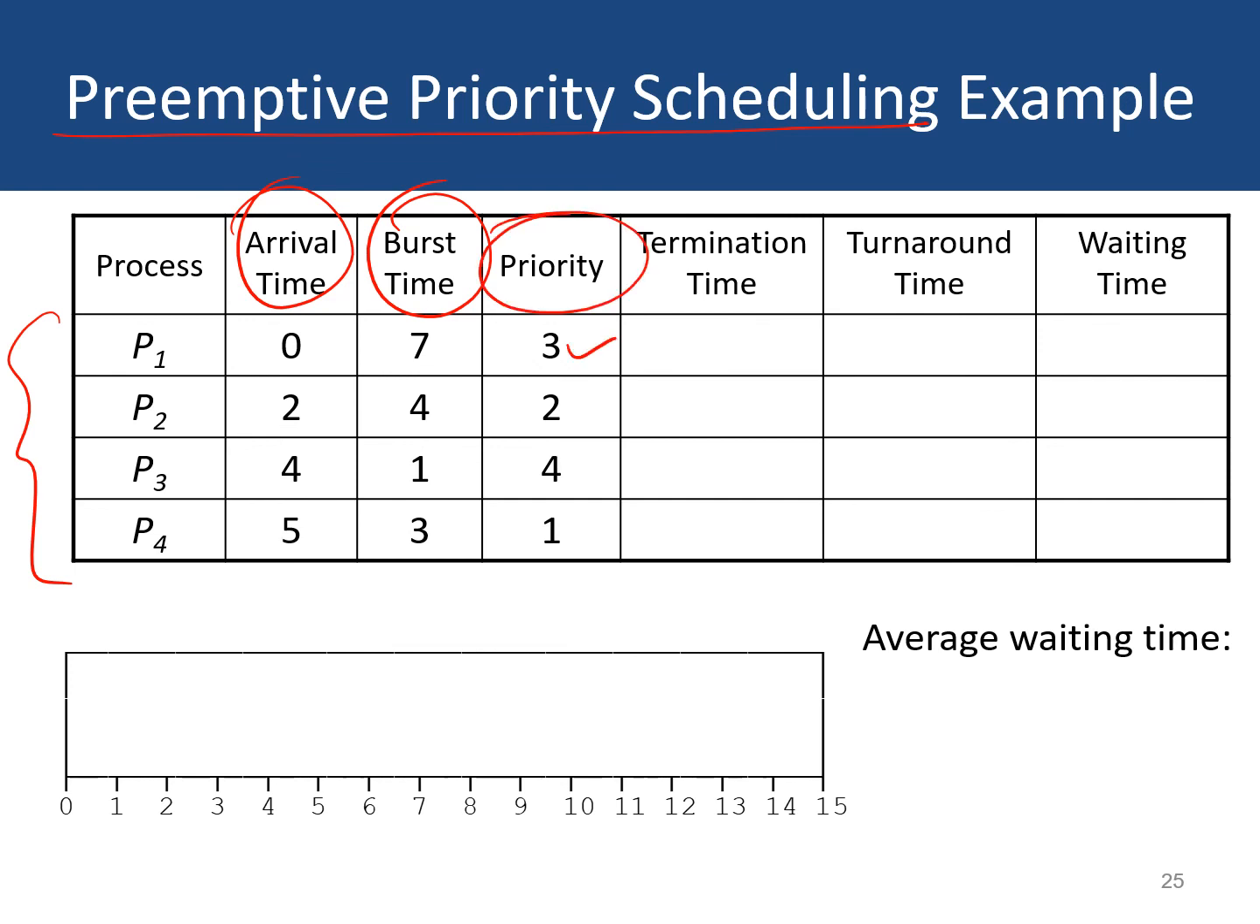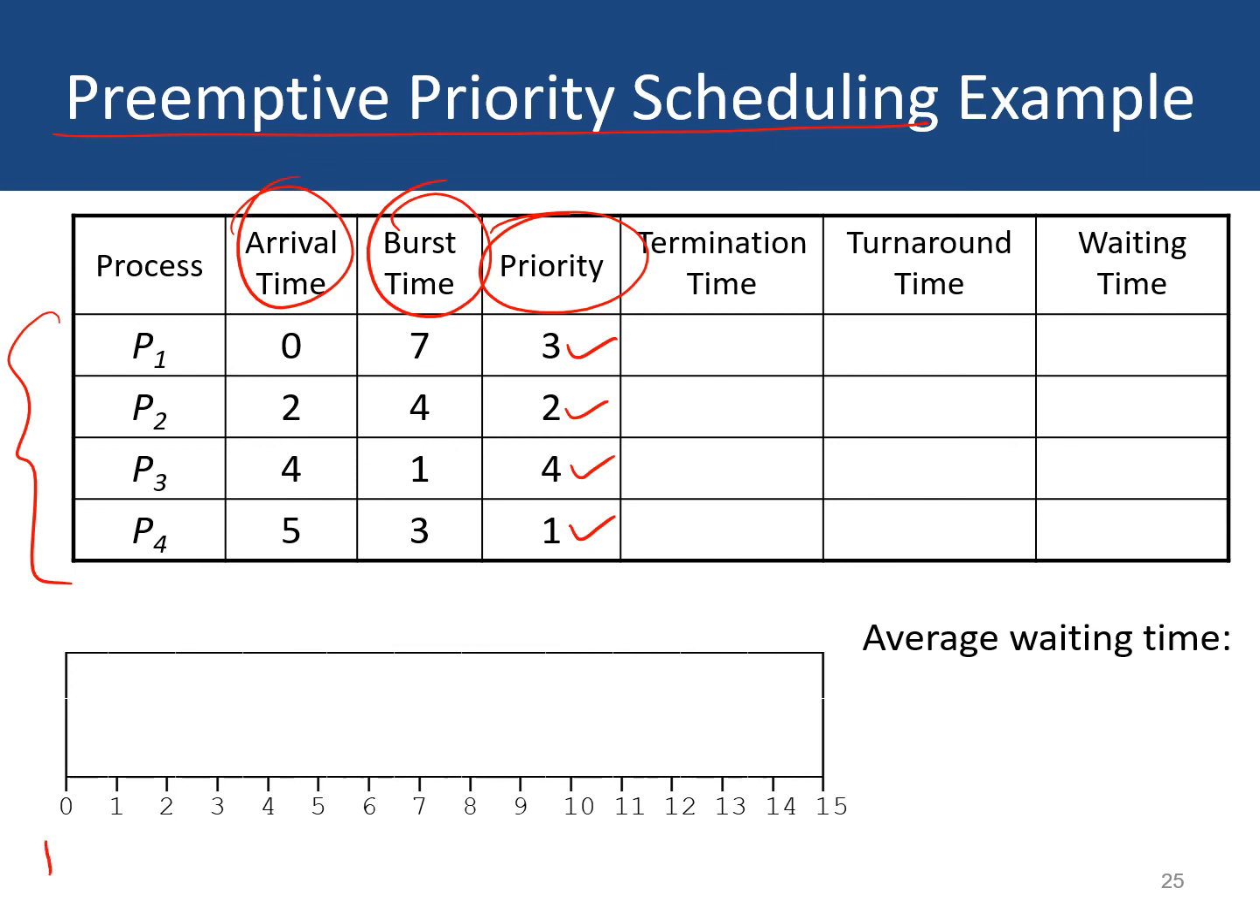So P1 has priority 3, P2 has 2, P3 has a priority of 4, and P4 has a priority number of 1. Recall that a smaller priority number indicates a higher priority as a convention for us. So let's complete this Gantt chart. Let us first mark the arrivals of each of these four processes on the time axis here.